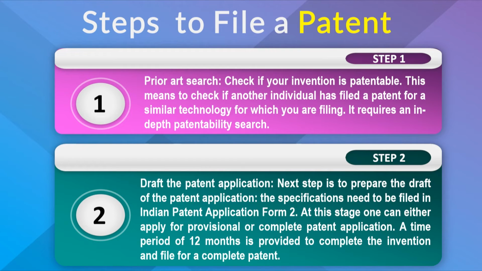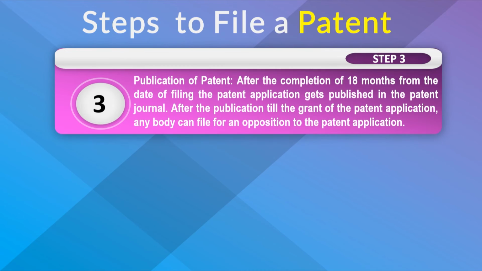Now, this is a very crucial point for your patent application, because in this you have to give the entire details of your invention, the steps involved, the drawings involved, the detailed description and an abstract of your invention. After the completion of this step 2, we move to step 3, which is publication of patent.